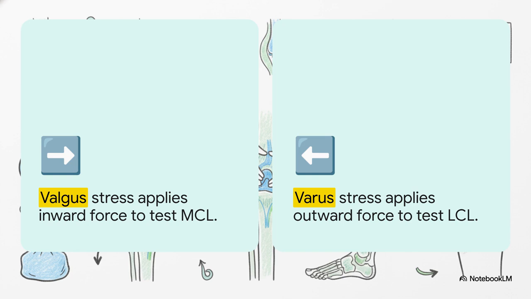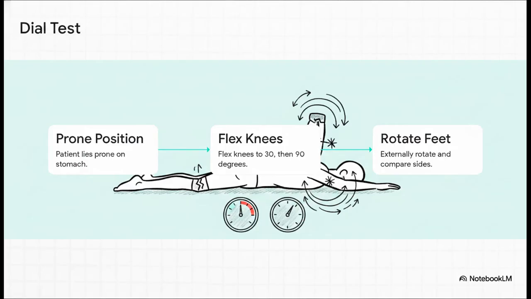Now here's a massive pro tip. You've got to perform both of these tests twice, once with the knee dead straight at 0 degrees and once slightly bent at 30 degrees. If that joint opens up at 0 degrees, you are likely looking at a really severe multi-ligament blowout, not just a simple sprain. When things get really complicated, we bring out the dial test.